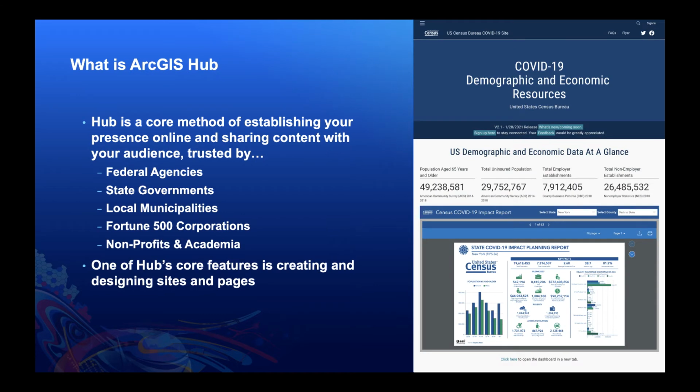For those that aren't aware of what ArcGIS Hub is or enterprise sites, it's one of the core methods your peers have been using to establish their online presence and share both content and data out to their audience. Now, keep in mind, your audience may be public, as you see on the right here with the Federal Agency of the Census, sharing out demographic and economic resources related to COVID-19, or it could be entirely private. We've seen Fortune 500 companies leverage Hub as almost an intranet of sorts of resources for their employees.